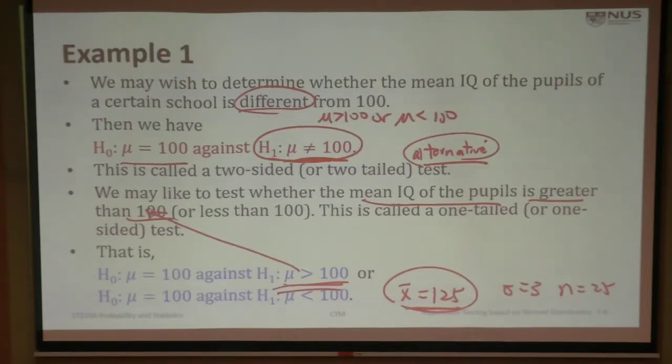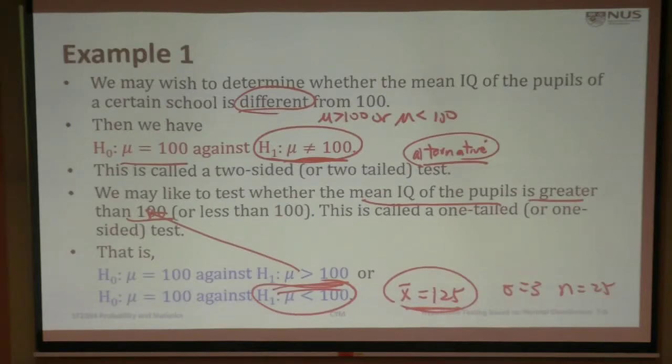But if you start with the alternative mu less than 100, even though what you see is very extreme against mu equal to 100, because your alternative is set as mu less than 100, in that case we do not reject the null hypothesis. That means the evidence does not favor the alternative. So that's why setting the alternative is very important, because it decides how you do the test. So it's important that you set the right null hypothesis and the right alternative.